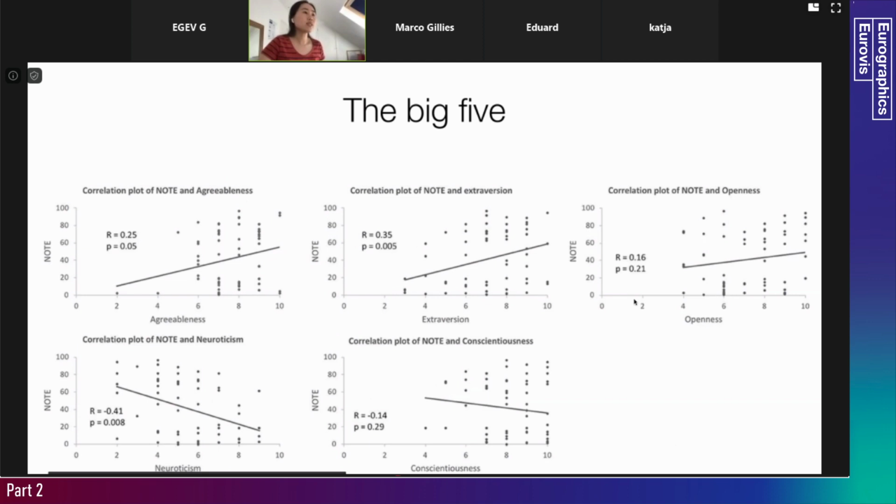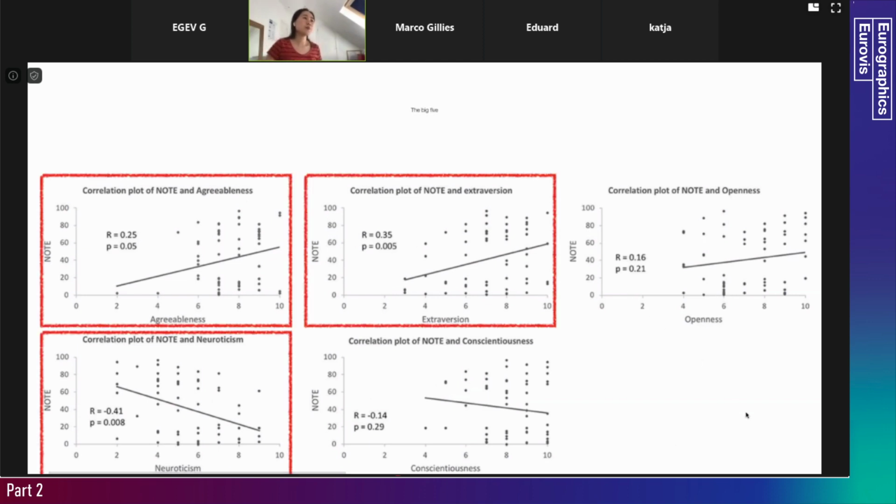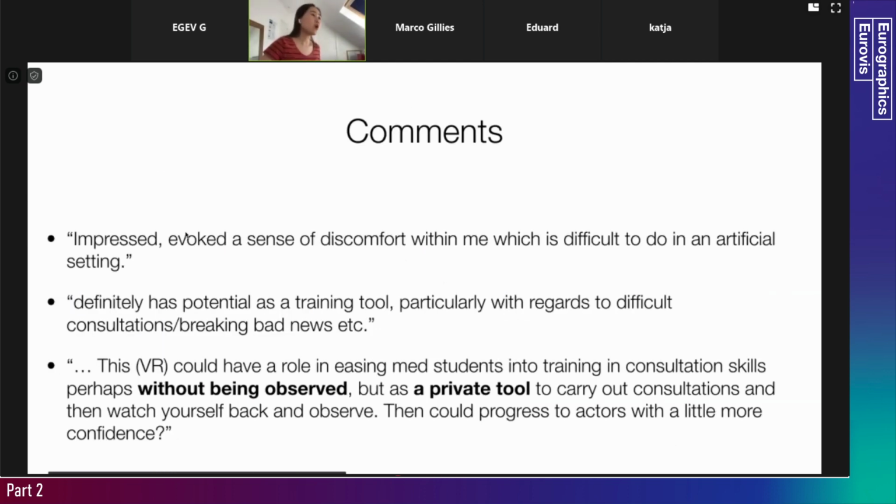And then our next result is the Big 5 personalities. If you focus on agreeableness, extroversion, and neuroticism, basically their quality of notes is positively related to their agreeableness and extroversion, but negatively related to neuroticism. So that's something really interesting that, without virtual reality, it's more difficult to have findings like this one. I think that's probably because, as some comments said, it evoked a sense of discomfort within me, which is difficult to do in an artificial setting.